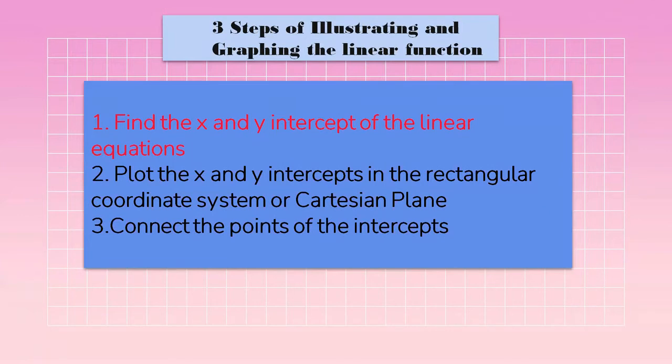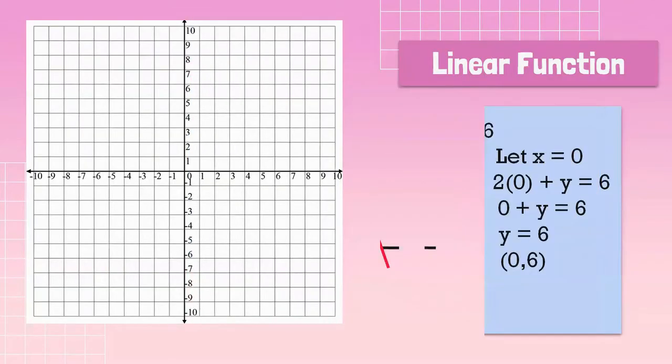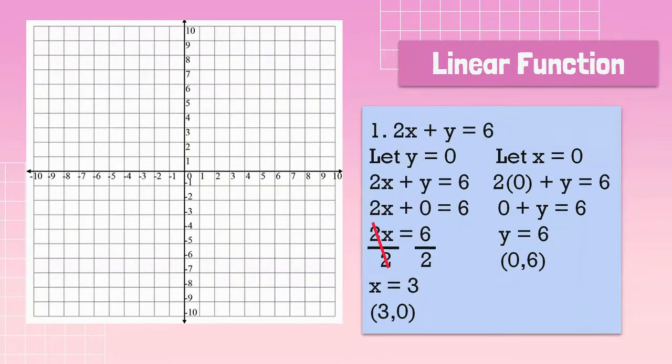So first, find the x and y intercept of the linear equation. Let y be 0. 2x + 0 = 6. So 2x = 6. Divide both sides by 2. So the answer is x = 3 or (3, 0). Let x be 0. 2 times 0 + y = 6. So the answer is y = 6 or (0, 6).